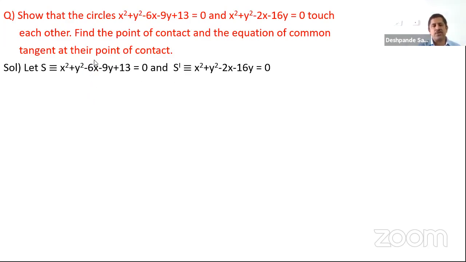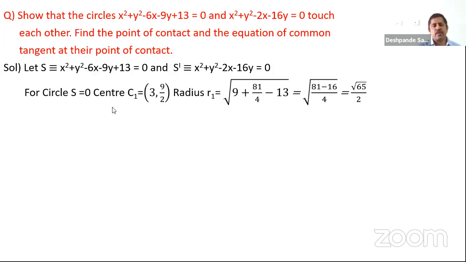Now in this circle equation, what should be the center? Half of this, and half of this, with the same sign changed. So here minus 6, half is minus 3, change the sign, plus 3. Minus 9, half is minus 9 by 2, change the sign, plus 9 by 2. So the first center C1 is (3, 9/2).